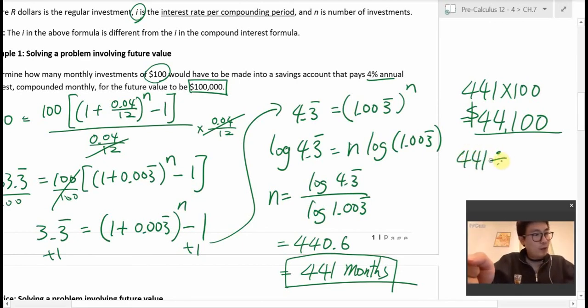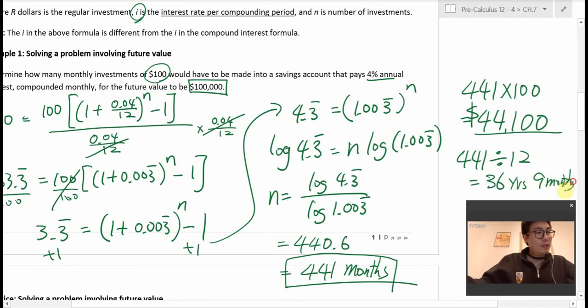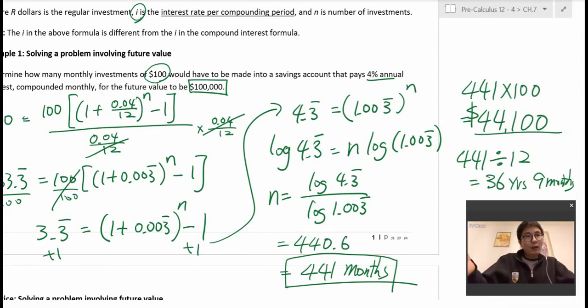441 months. How many years is this? Divided by 12. 441 divided by 12. This is 36 years and 9 months. So it does take time, right? But think about this: if you start at the age of 22, 22 plus 36, that's 58, right? That's still a good amount of money to have before you retire.